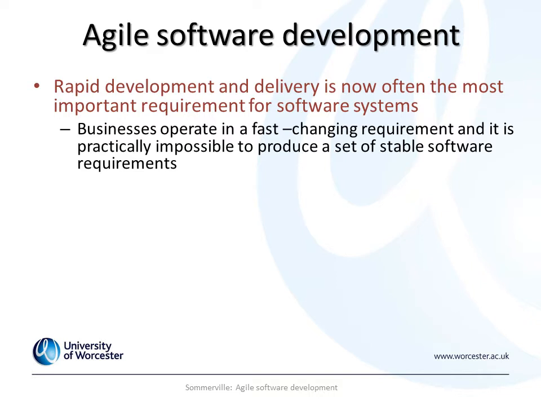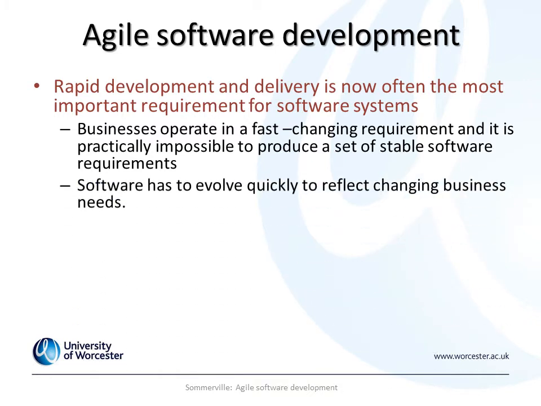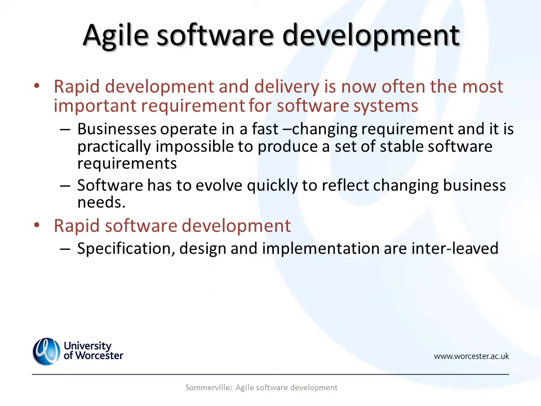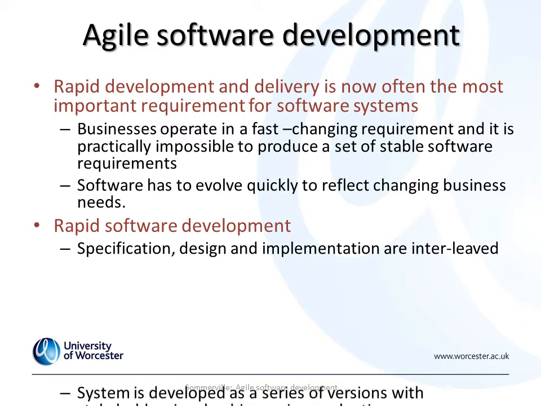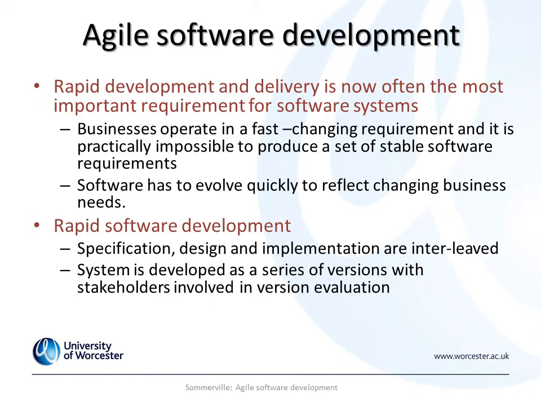Businesses operate with fast-changing requirements, and it is practically impossible to produce a set of stable software requirements. Software has to evolve really quickly to reflect changing business needs. By rapid software development, we mean that specification, design and implementation are interleaved. The system is developed as a series of versions with stakeholders involved in version evaluation. User interfaces are often developed using an IDE and graphical toolset to speed this up.